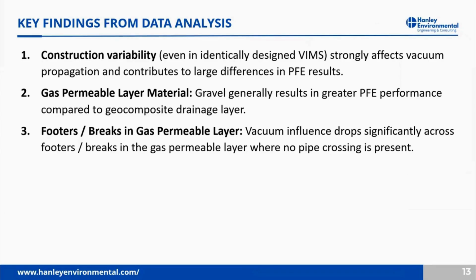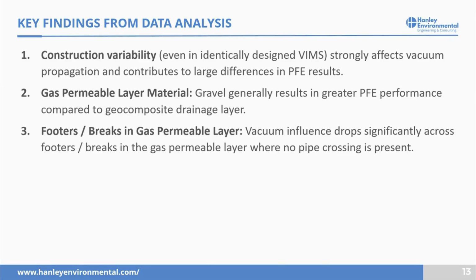Number three, the effects of footers. Breaks in the gas permeable layer had a significant drop in vacuum across those. So when we're designing these systems, we account for that, making sure that we have pipes through footers and are providing vacuum influence to each isolated area of the subslab.